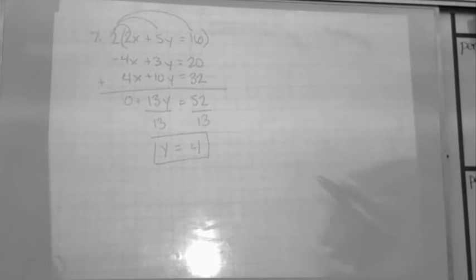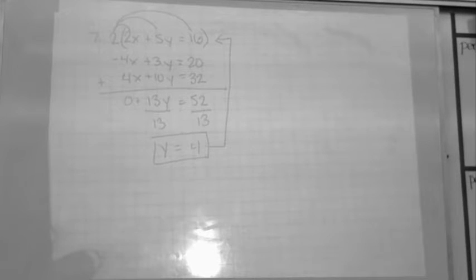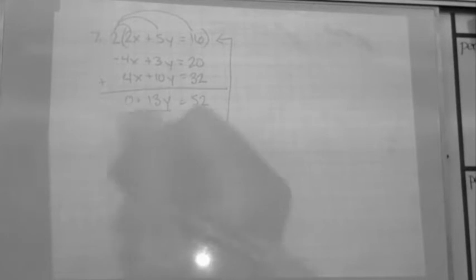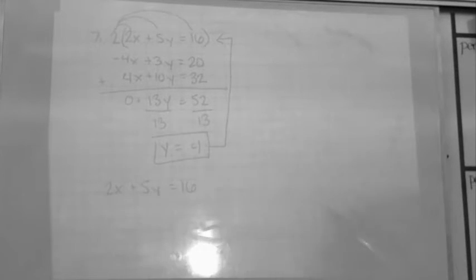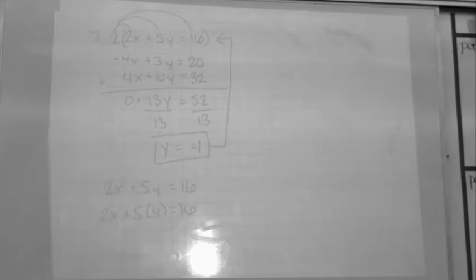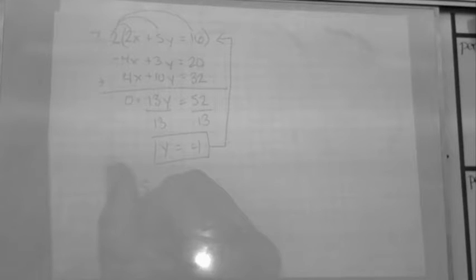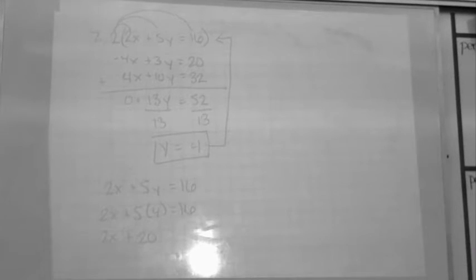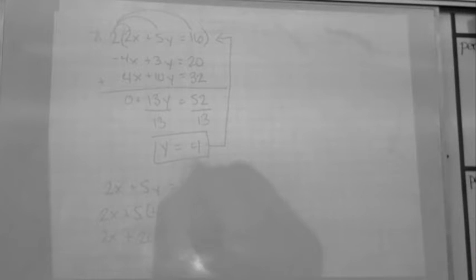I take that value, and I'm going to plug it back into my original equation to solve for x. So I have 2x plus 5y equals 16. Plug in 4 for y, so 2x plus 5 times 4 equals 16. I just bring down my 2x, plus 5 times 4 is 20. And I'm going to say that's equal to 16.